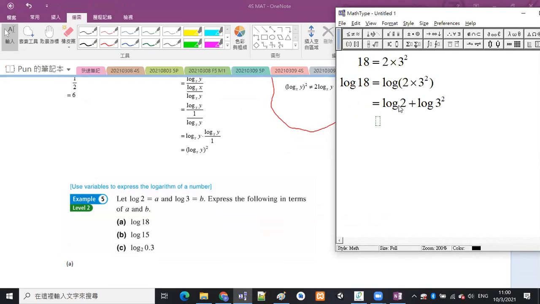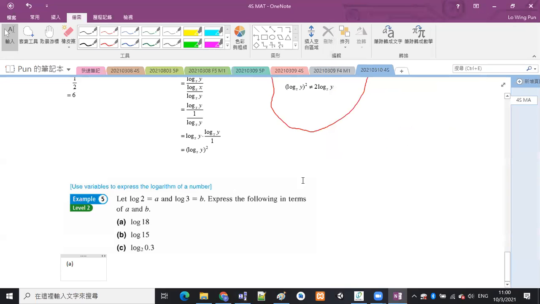And then log 2 is ready. Log 2 is ready to be changed to small letter a. But log 3 squared is not ready. But we can move the square to be the front of the log. Okay, like this. Plus 2 log 3. Okay, and then this log 3 is also ready to be changed to small letter b. Okay, when every log is ready to be changed, then we start the changing. Log 2 becomes a, and then plus 2 times log 3 becomes b. Okay, and that is the answer of part A.